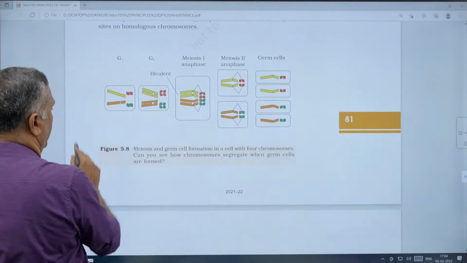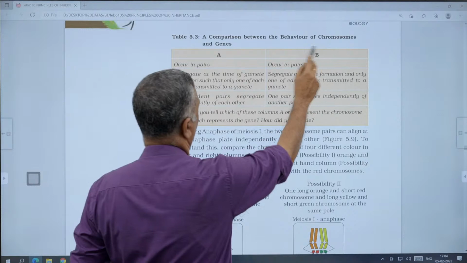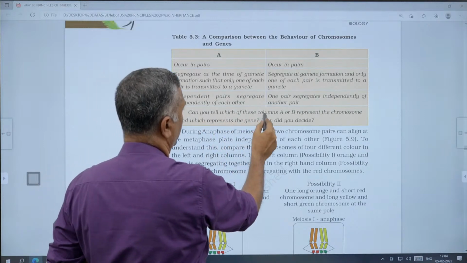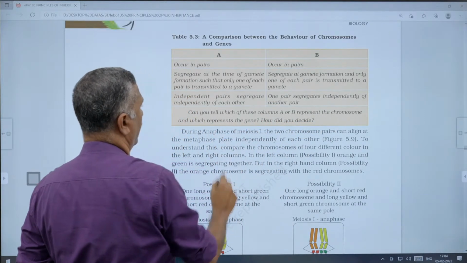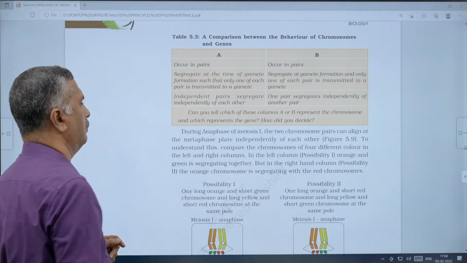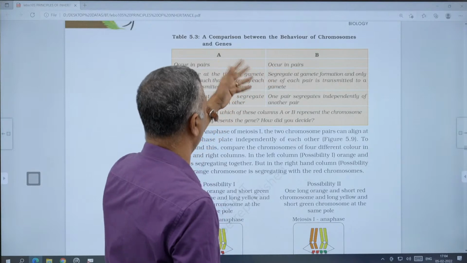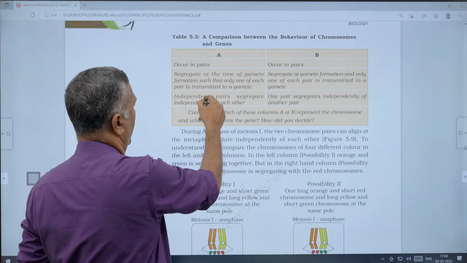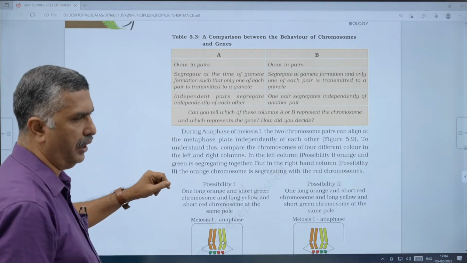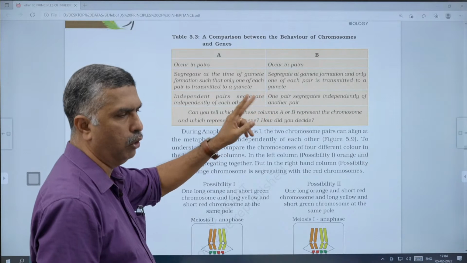That is made clear in this part. Here is the comparison between the behavior of chromosomes and genes. There are 2 columns, A and B. You have to identify which of these columns represents the chromosome and which represents the gene. How do you decide? Go through these 3 points. Occurring in pairs may be either chromosome or gene; both occur in pairs.